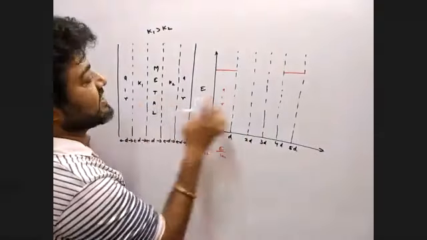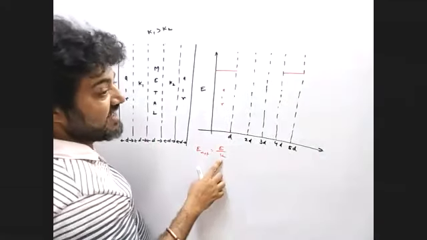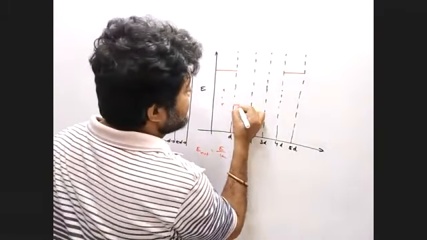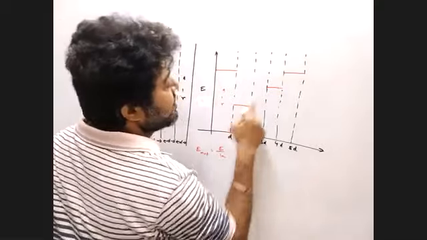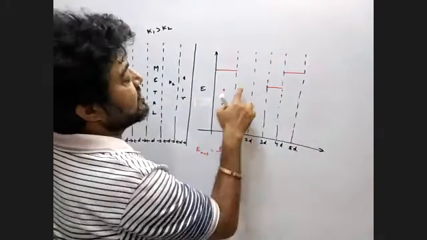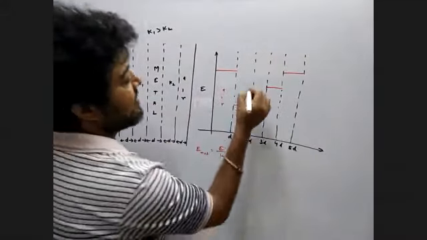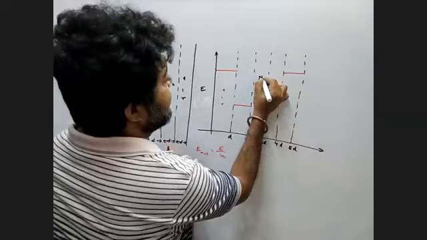Now the second one is K1. K1 is greater than K2. If K increases, the net electric field decreases. So let this one be K1 and this one be K2. As K1 is greater, the electric field is less here, and here the electric field is greater. And here you have metal, here you have metal, here you have metal.